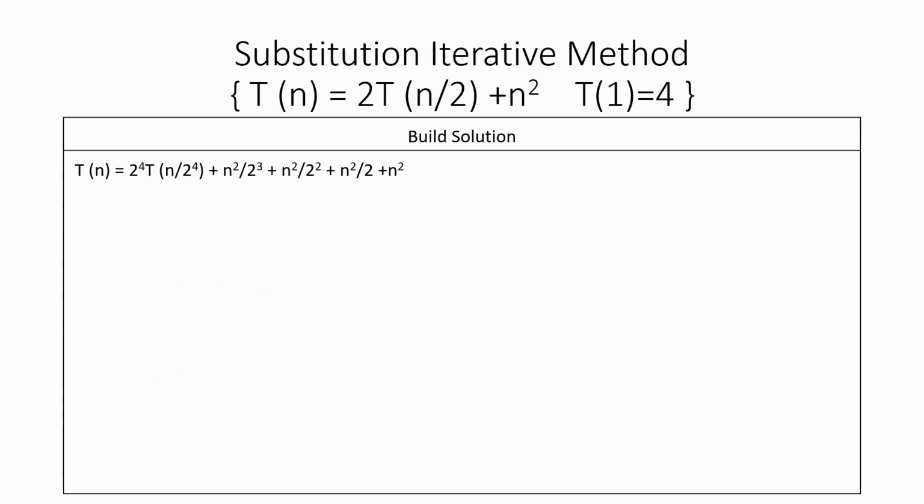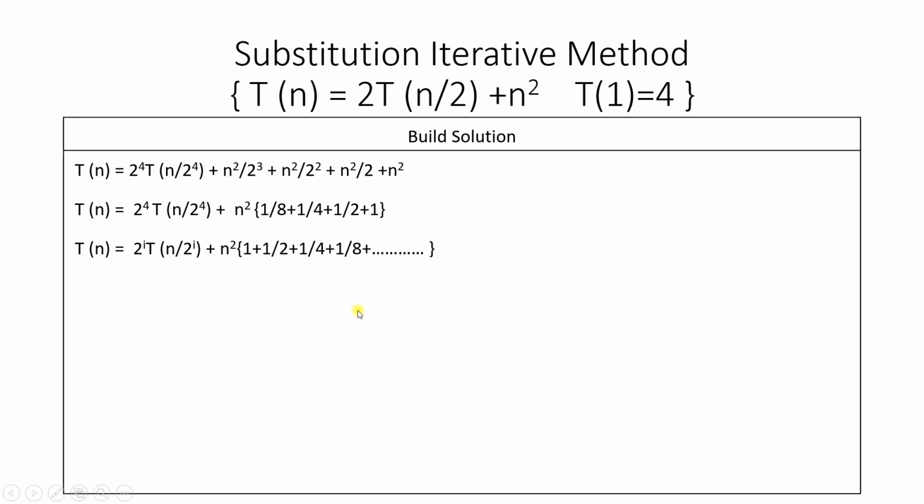So what do we do next? We try to find out any relationship that we can find from this equation. There can be two relationships. One is every step is I. That is, in fourth step it was 2 to the power 4. In third step it was 2 to the power cube. This is one part. The second part, we take common n square, and we get the relationship of 1 upon 8, 1 upon 4, 1 upon 2 plus 1. So if we keep on going, what do we have? We have, for I stages, 2 to the power I t n upon 2 to the I. Okay, this is the first part.